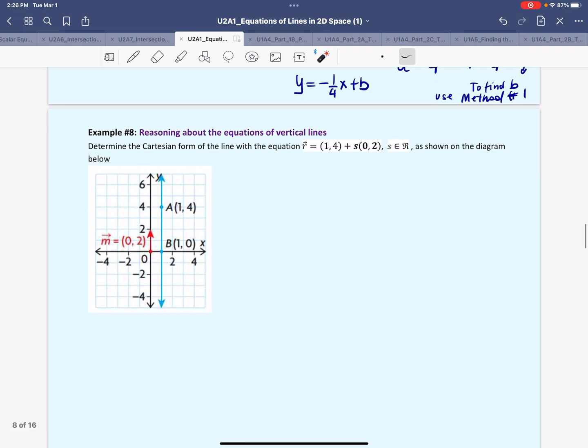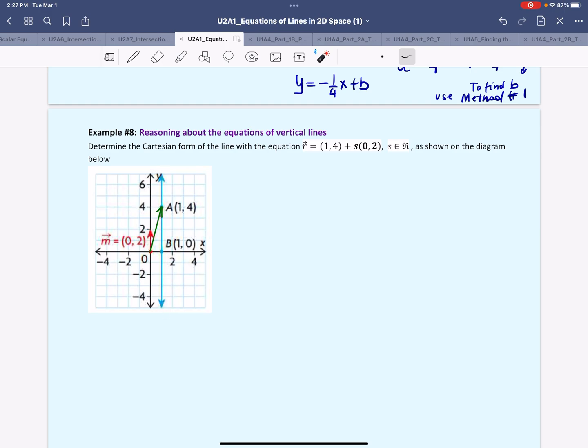Now, in the next example, which is the last example for this lesson, we have to reason about the equations of vertical lines. So we are told that the vector equation of this particular line is given by r equals 1, 4 plus s times 0, 2. So it seems that the direction vector is 0, 2, and here is the direction vector. As a starting vector, we have used 1 and 4. So the starting vector must have been this one here. So the line is drawn from the starting vector parallel to the direction vector, as you can see.